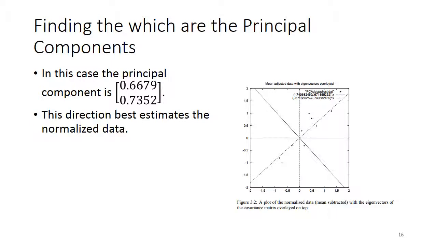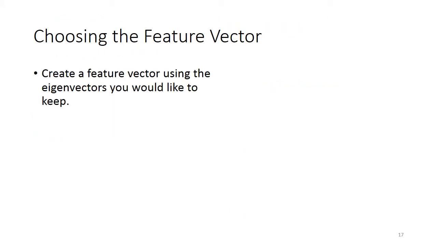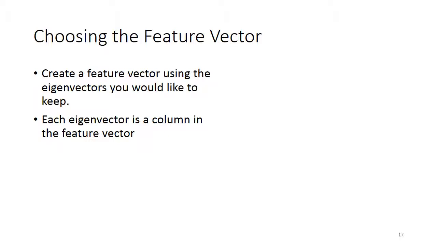If we make a plot here of the normalized points, and we plot the principal component here, which has the greatest eigenvalue, and then the second direction here, we can see that this one is closest to our data set. And so then we need to choose a feature vector, and the feature vector is just a matrix of eigenvectors of the number of dimensions that you would like to keep. So each column in the feature vector is an eigenvector.